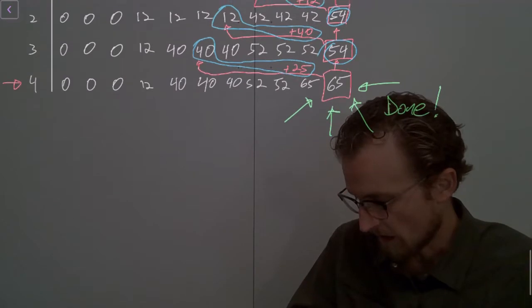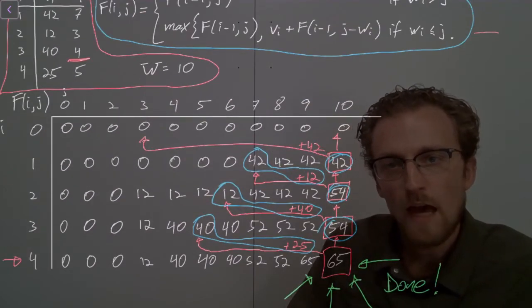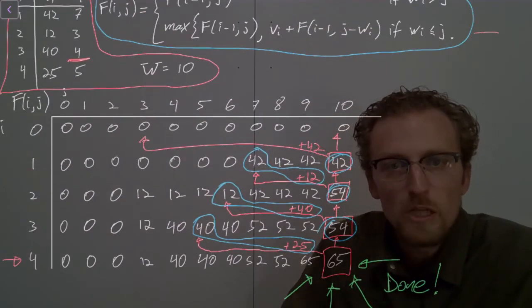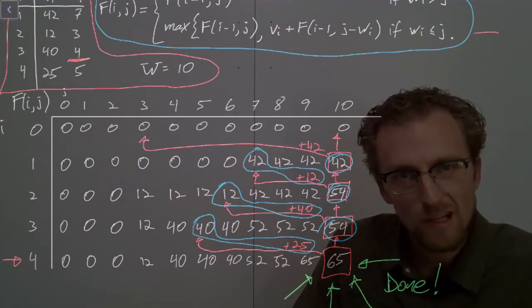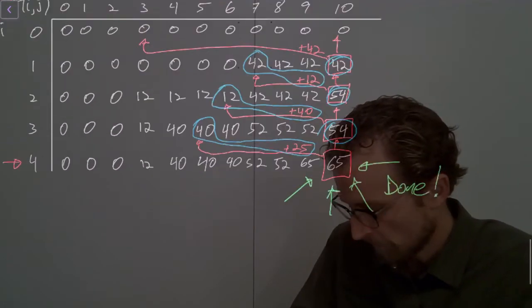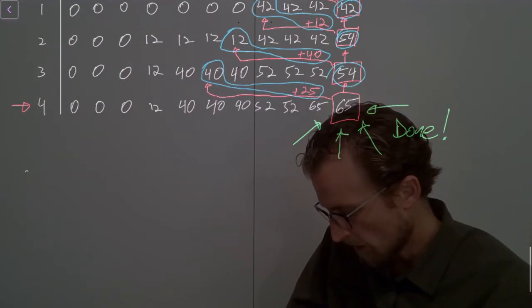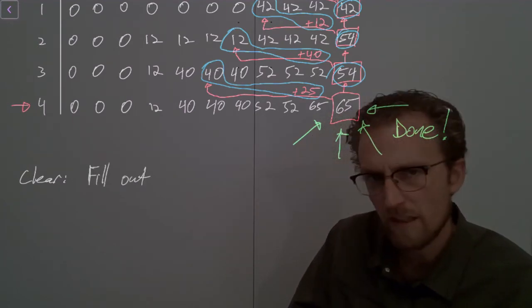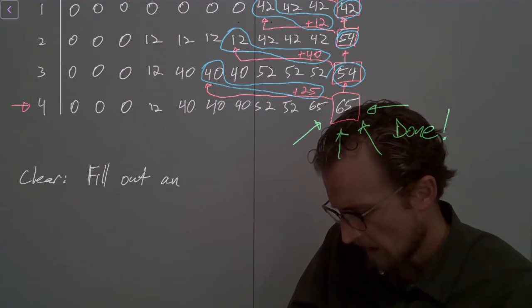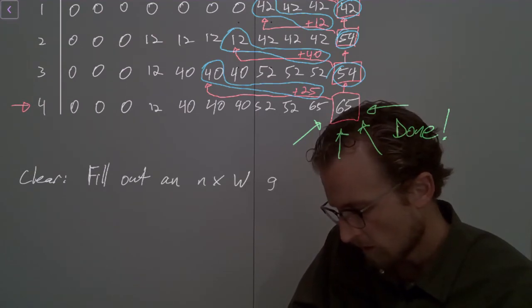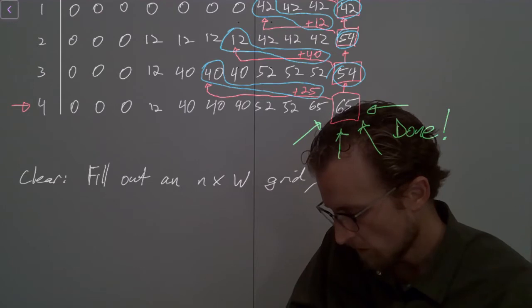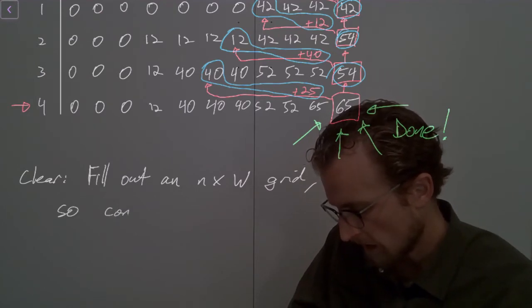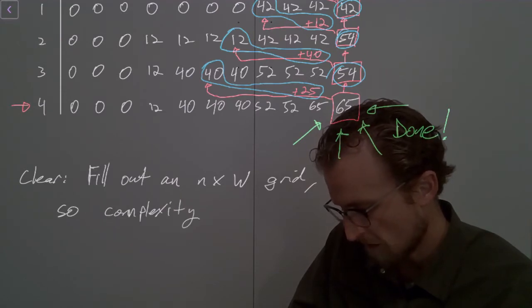So what's the complexity? Well, I hope it's obvious that we have an n by w grid to fill out. So the complexity is n times w. Okay, so I'm just going to write clear: we fill out, or fill in if you're from Britain, an n by w grid. So complexity is big theta of nw.